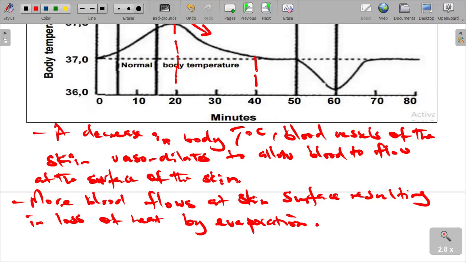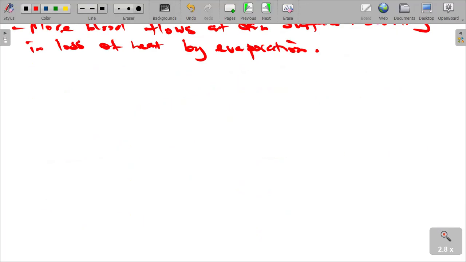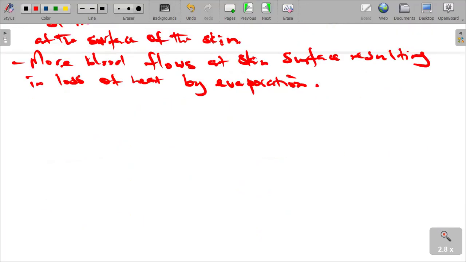And then we can also talk about more blood flowing to the sweat glands, and evaporative cooling is the one causing the temperature to keep on dropping, as we can see there.